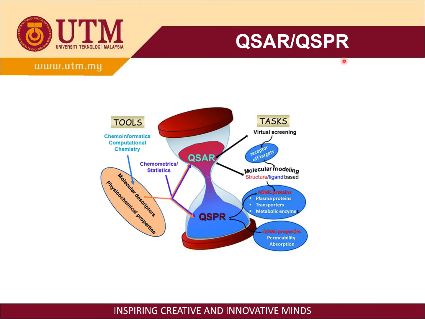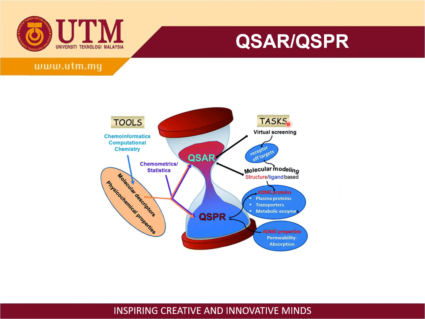So the concept of QSAR or QSPR is actually like this. We have QSAR and QSPR, both the same, but basically based on that we find out the molecular descriptors of physical chemical properties, and from those physical structure properties and also physical chemical properties, we do some statistical analysis, or chemometrics in short. So from that statistical analysis, we get either QSAR or QSPR.